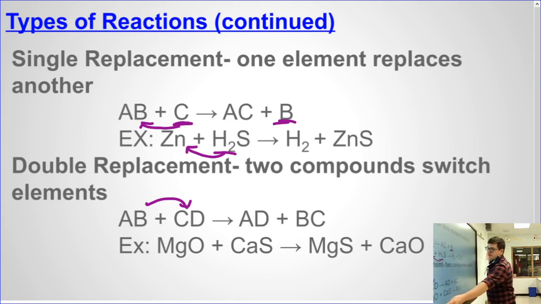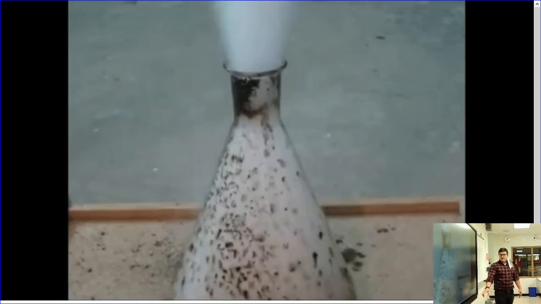So we've got MgO, the oxygen and the sulfur switch spots. And that's how we do it. Okay? So what do we ask ourselves when we're doing these types of reactions? I'm going to go back here real quick.